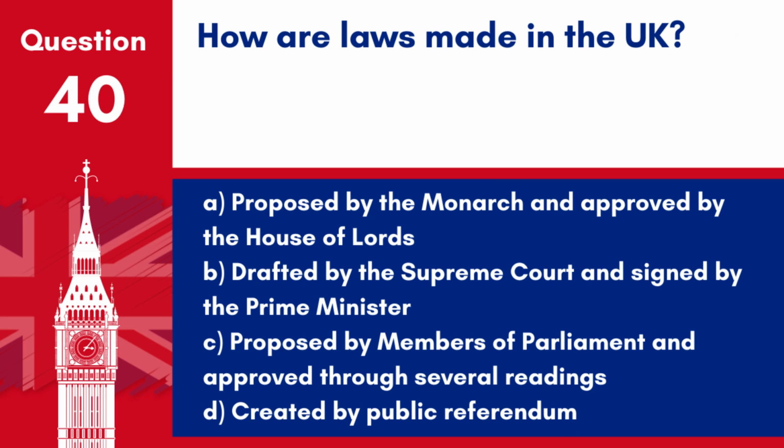Question 40. How are laws made in the UK? A. Proposed by the monarch and approved by the House of Lords. B. Drafted by the Supreme Court and signed by the Prime Minister. C. Proposed by members of Parliament and approved through several readings. D. Created by public referendum.